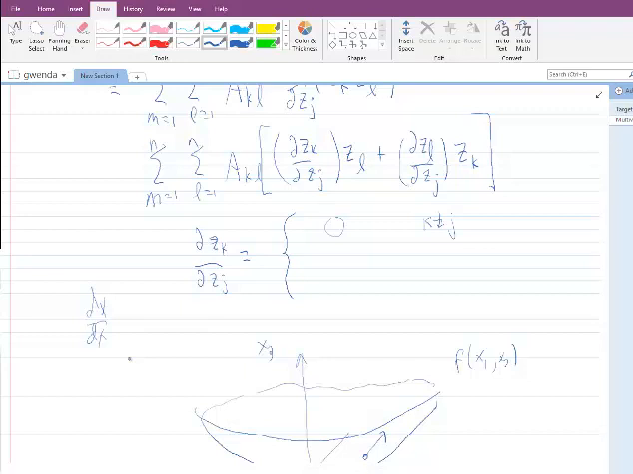If I vary x1, how much does x1 change? If I vary y, how much does y change? Same amount. All right, so there are two cases here. These two cases both apply here. Does that make sense?